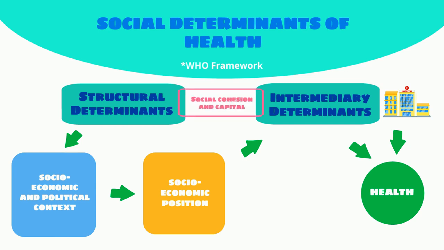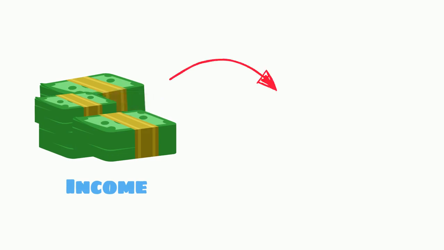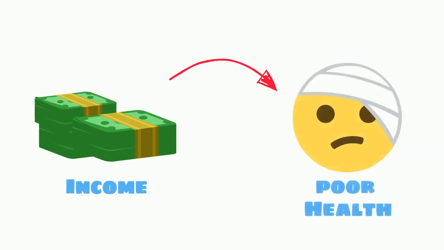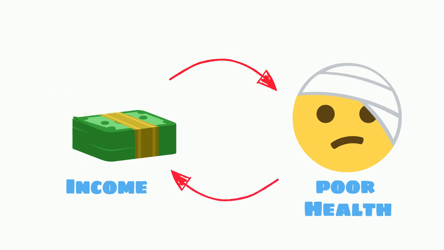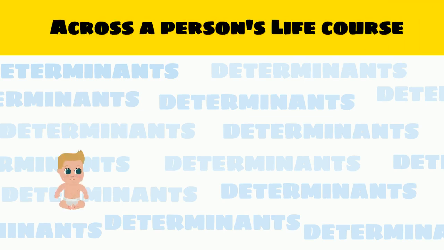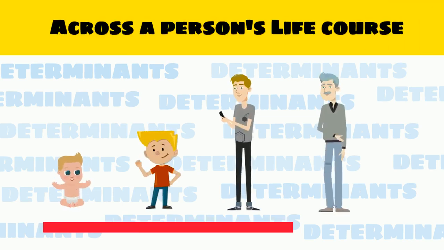The links between all these determinants are not always linear, but can be complex, interdependent, and interact in many different ways to influence health. For example, poor income can limit opportunities for achieving good health, and conversely, poor health can limit opportunities for people to participate in the workforce. And remember, these determinants can act across the course of a person's life.